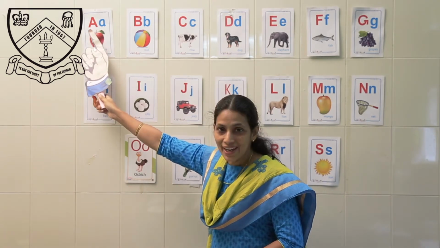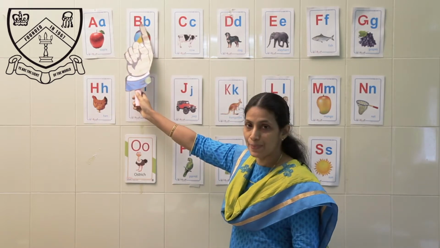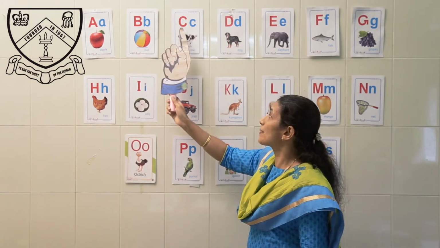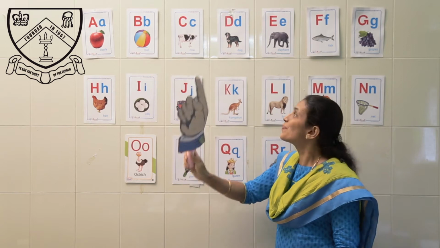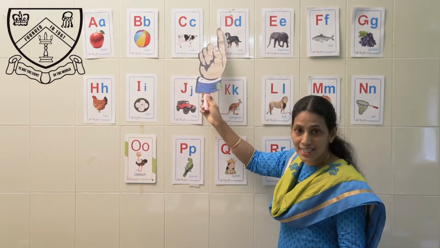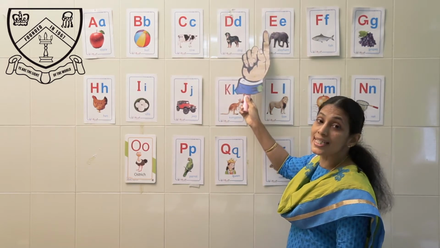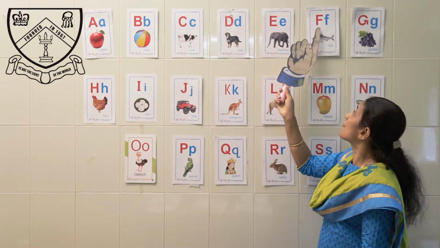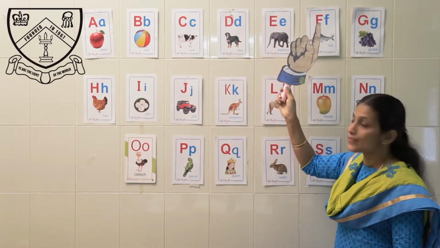Capital letter A, small letter A. Capital letter B, small letter B. Capital letter C, small letter C. Capital letter D, small letter D. Capital letter E, small letter E. Capital letter F, small letter F.